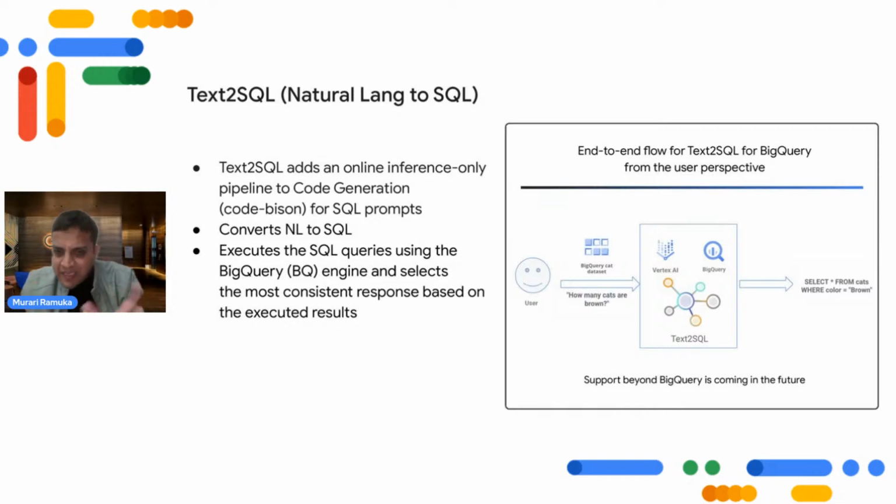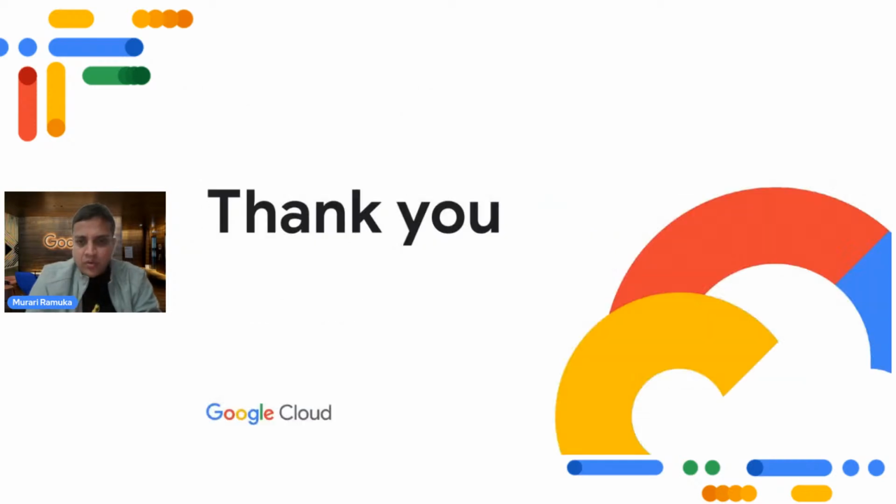You can see the example here: the user has given a plain input text in plain English, which is natural language: "How many cats are brown?" With the help of Vertex AI and the Code Bison model in the background, we were able to generate a query which says SELECT * FROM cat WHERE color = 'brown'. So NL to SQL is the capability I'm talking about here. With that, I think we have completed the slides.